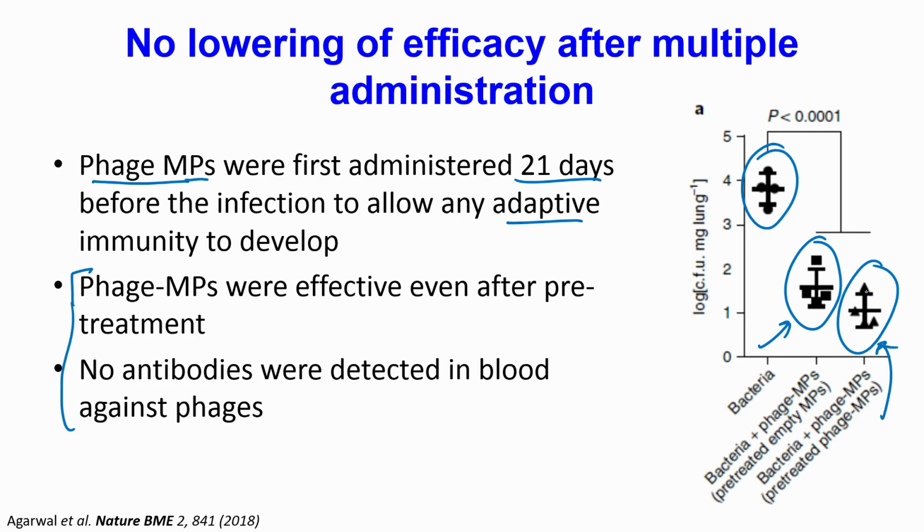If there was an immune response against phages, the body would have tried to clear the phages and you would not have got this much clearance, so at least in terms of functional efficacy, they do not see any reduction. They also looked for antibodies against phages in the blood, and they could not find any antibodies against the phages, at least for one administration.